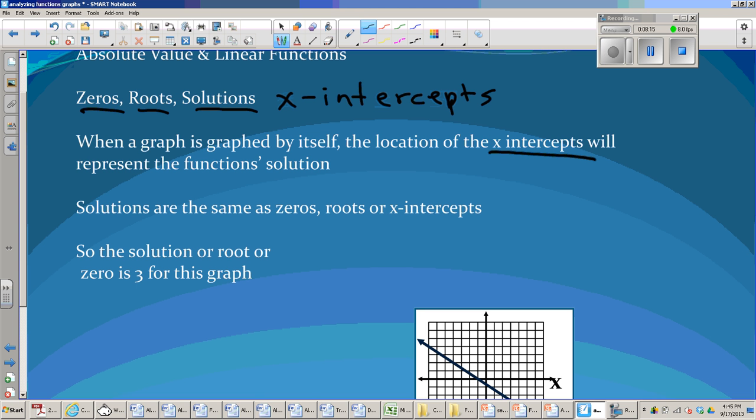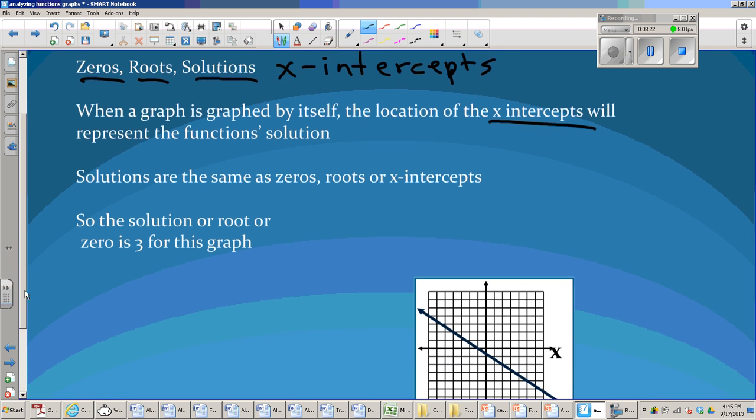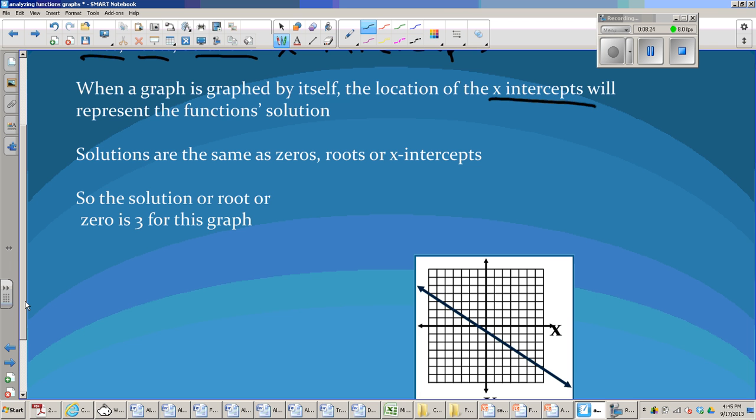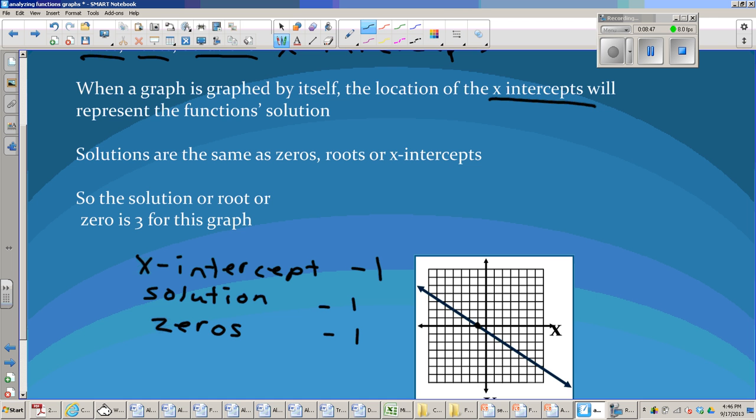So the solution or root of the graph we have here, let's find our x-intercept. Our x-intercept is -1. Therefore, our solution is -1. Our zero is -1. And our root is -1.